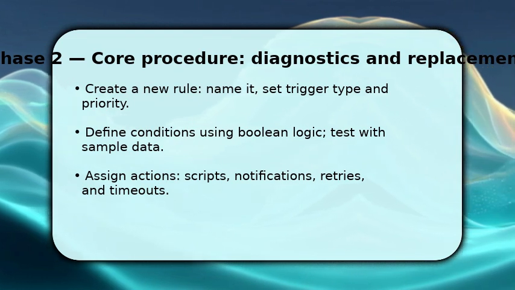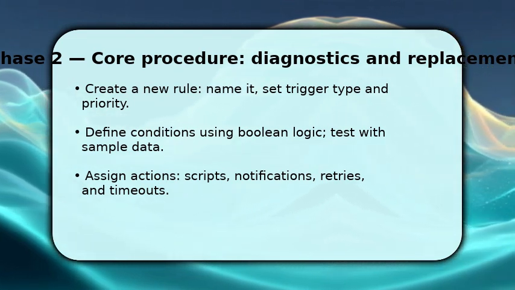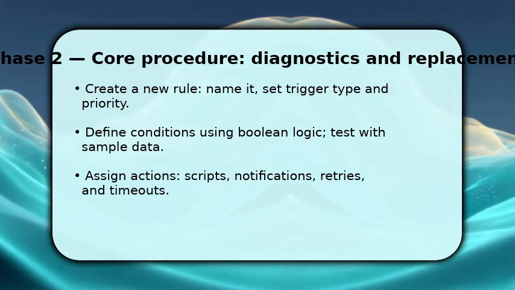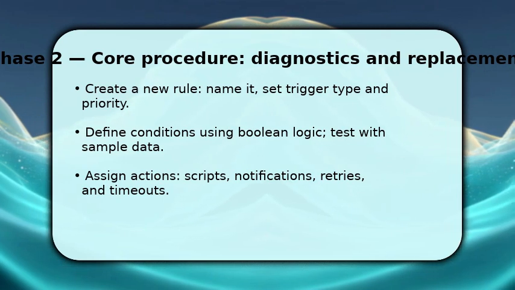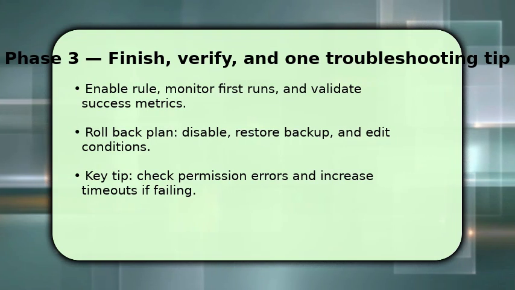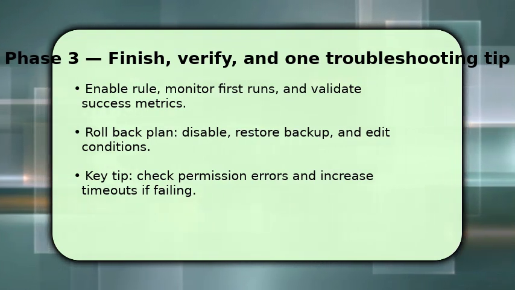After that, run the built-in simulation or test with sample data to verify behavior. Make sure to log outputs for each step so you can audit and iterate quickly. You finish by enabling the rule and watching the first several runs closely. Validate success metrics and look for edge case behavior.